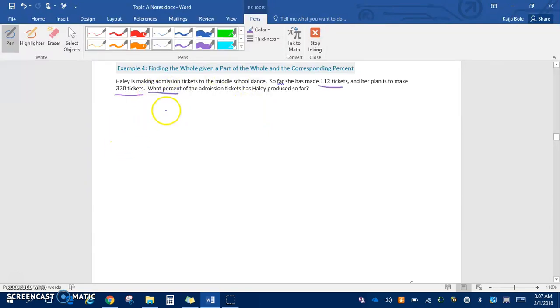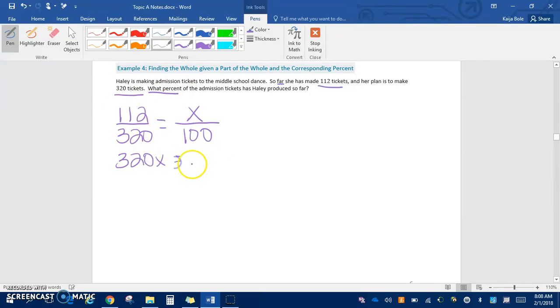So this one's a little different. Now we're looking for that percent. So we put in our blank proportion. We know this is 100 on the bottom, and we don't know the percent this time, but we know that the total that she wants is 320, and then the part that she has made is 112. So now we cross multiply.